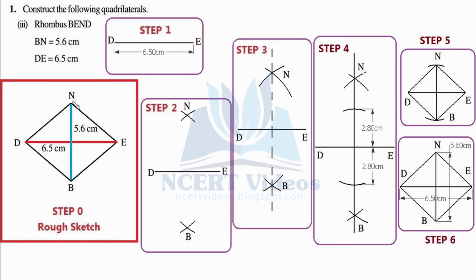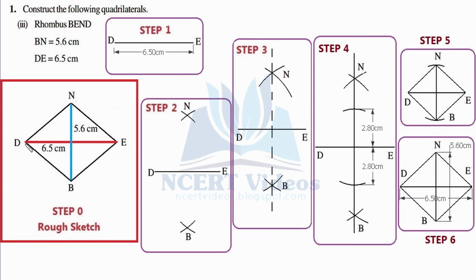Now it is just a matter of connecting all these 4 vertices, which will make the sides of this rhombus. With this, we have successfully constructed a rhombus BEND, that is BEND in anti-clockwise manner. With the help of this rough sketch, we shall now be able to construct the actual figure using real measurements.